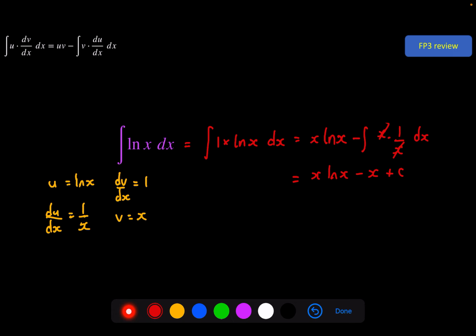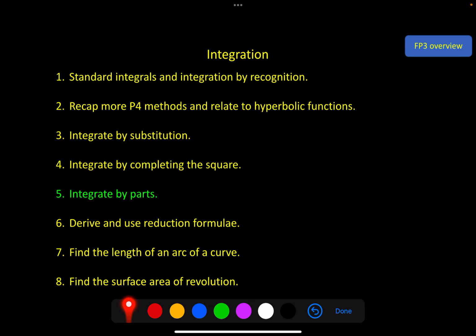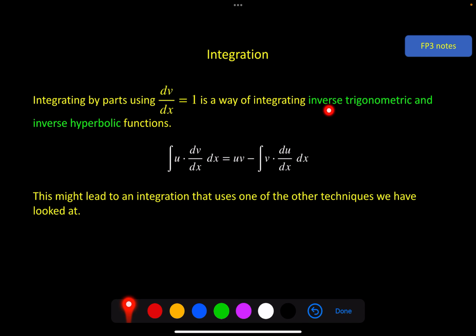So this is a nice trick. I hope you've come across this idea before, where even if you don't have a product of two things, you can consider one of them to be a 1, and then apply it as normal. And we're going to use this process in this video to integrate by parts, specifically inverse trigonometric and inverse hyperbolic functions.